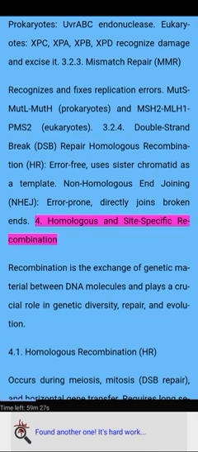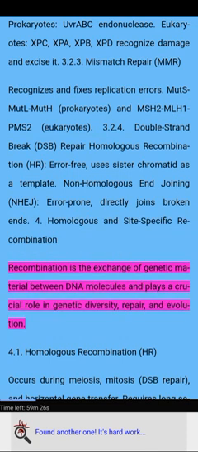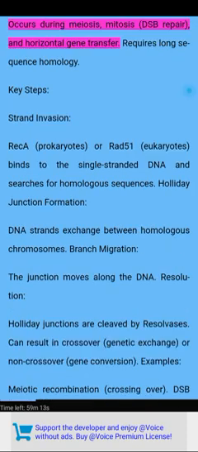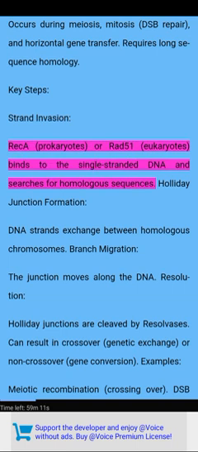4. Homologous and site-specific recombination. Recombination is the exchange of genetic material between DNA molecules and plays a crucial role in genetic diversity, repair, and evolution. 4.1. Homologous recombination, HR. Occurs in meiosis, mitosis, DSB repair, and horizontal gene transfer. Requires long sequence homology. Key steps: Strand invasion. RecA in prokaryotes or RAD51 in eukaryotes binds to the single-stranded DNA and searches for homologous sequences.